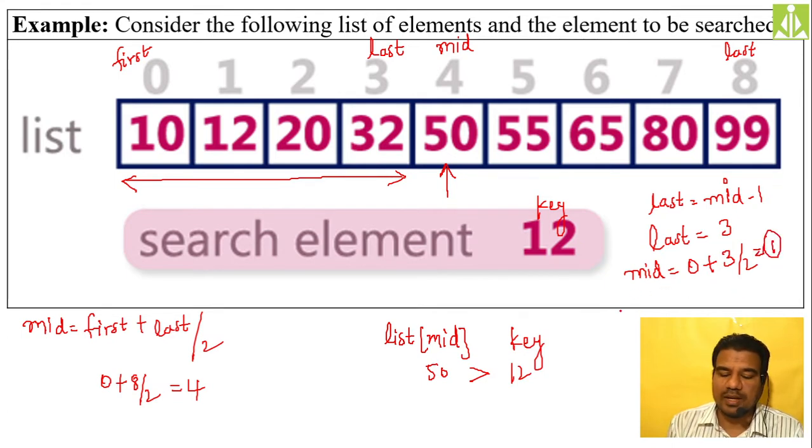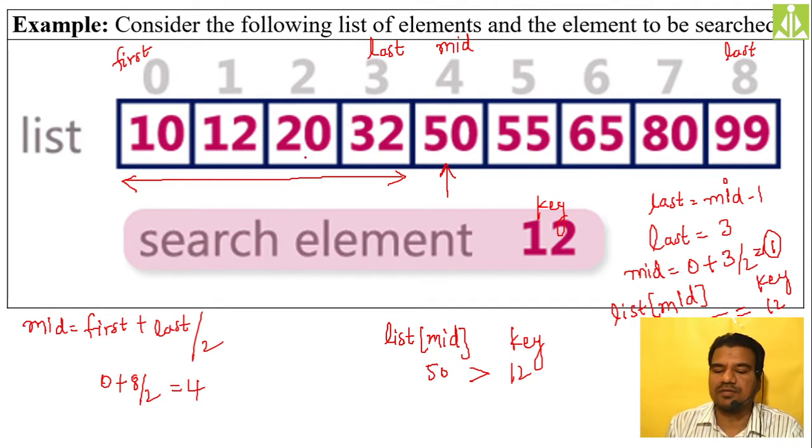So now quickly take the same consideration once again. Simply compare list of mid with key value. List of mid is 12. Key value is also 12. So these two are equal. So what do we have to do? Print the positive response. Like the key value is found inside the list, like that we have to print.